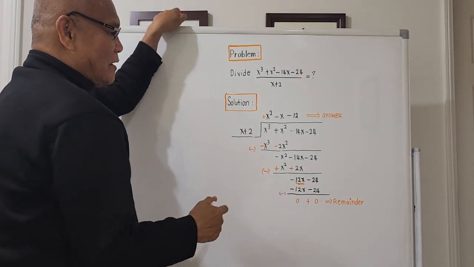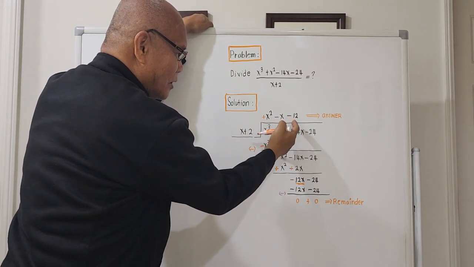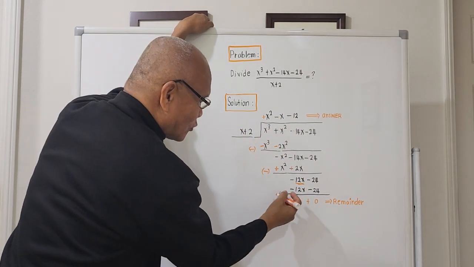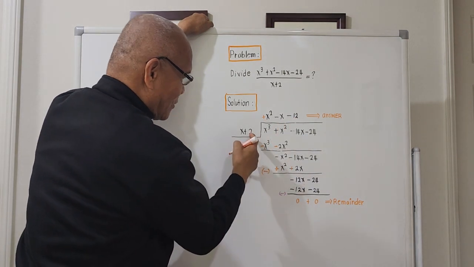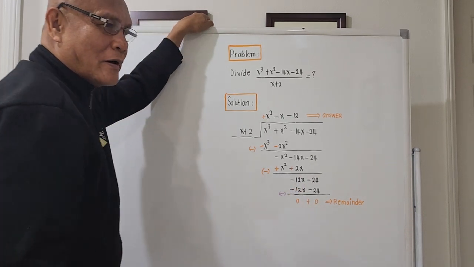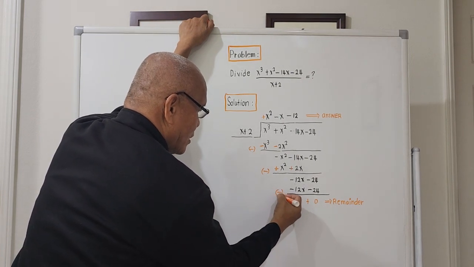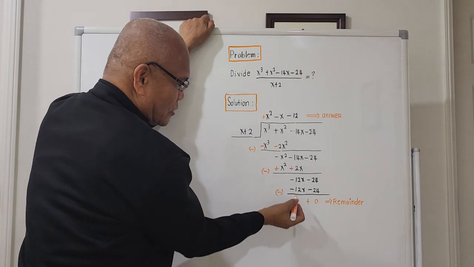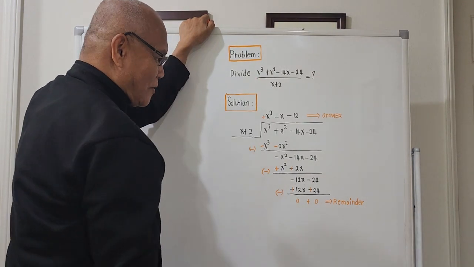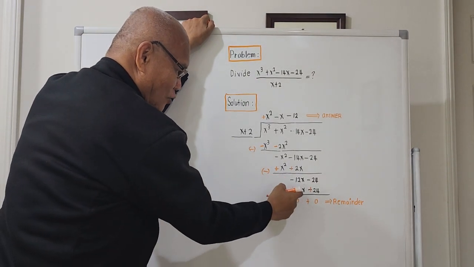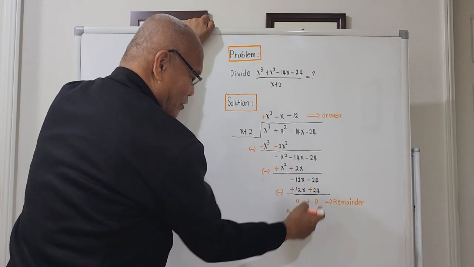The next answer should be the same sign as this negative 12 here. So it should be negative 12. Negative 12 times x will be negative 12x. I will remove this one. And a negative 12 times a positive 2 will be negative 24. Then again, perform the operation subtraction. If the operation is subtraction, this will become plus, and this will become plus. Then take the sum. Negative 12x plus 12x will be 0, and negative 24 plus 24 will be 0.